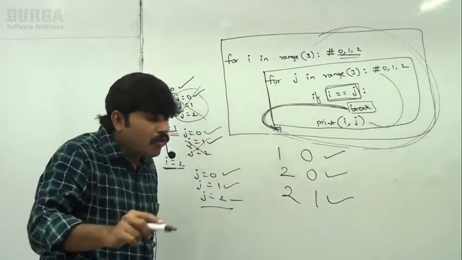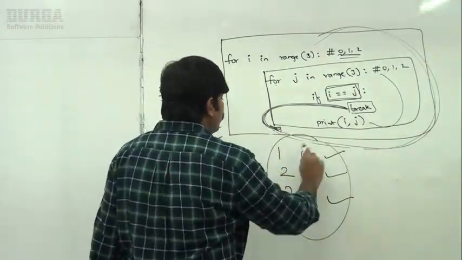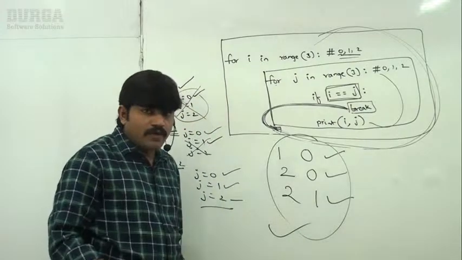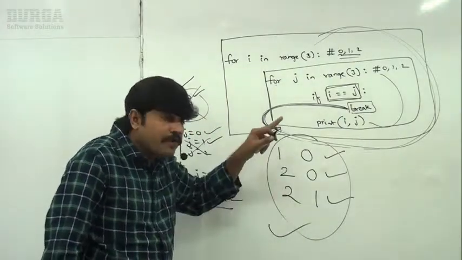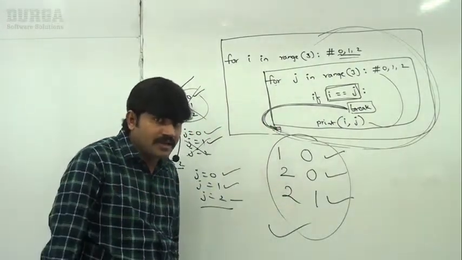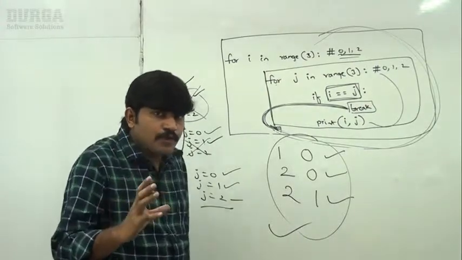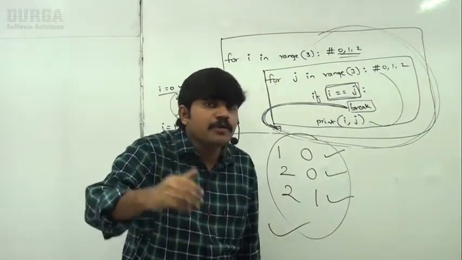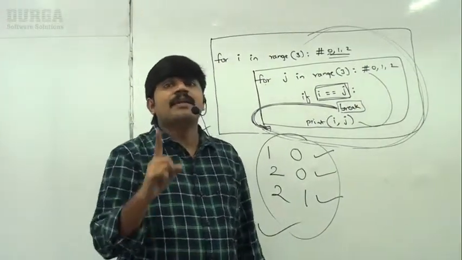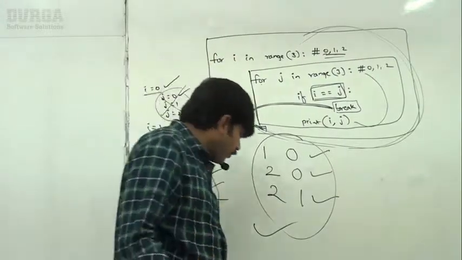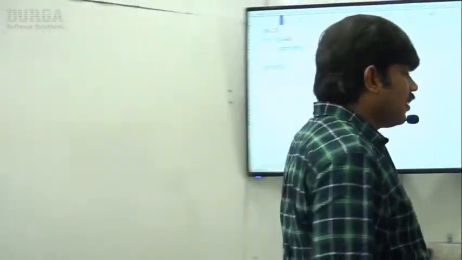So what is the output we are going to get, sir? This is the output: 1 0, 2 0, 2 1. This is the output we get if we use a break statement, right? Remember this one: in nested loops, if I use a break statement, which loop is going to break? The innermost loop is going to break, sir. Okay, I will look once more, sir.